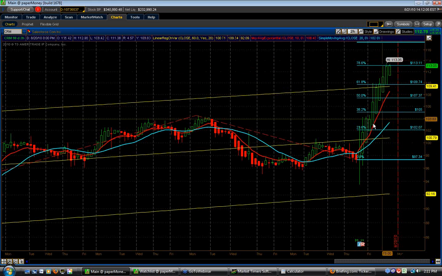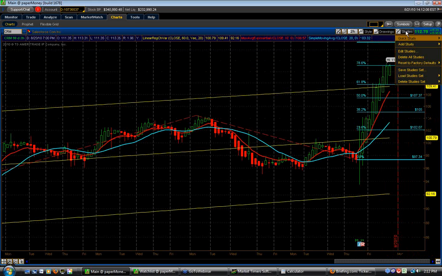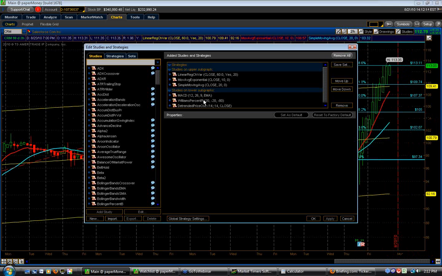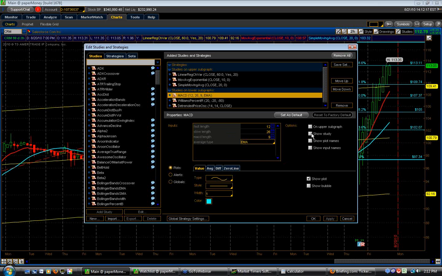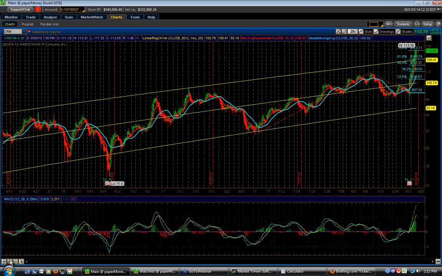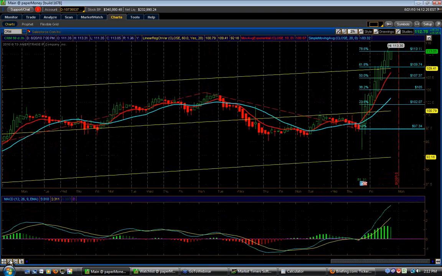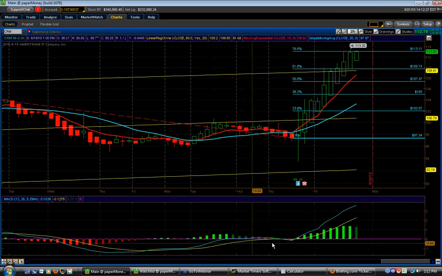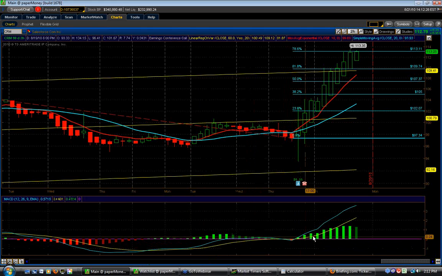Now, how can you continue to manage to stay in that? Let me add some of those other studies that I was talking about. I'm going to add in this MACD to start, one at a time. You can see a nice crossover, and that MACD keeps you in.